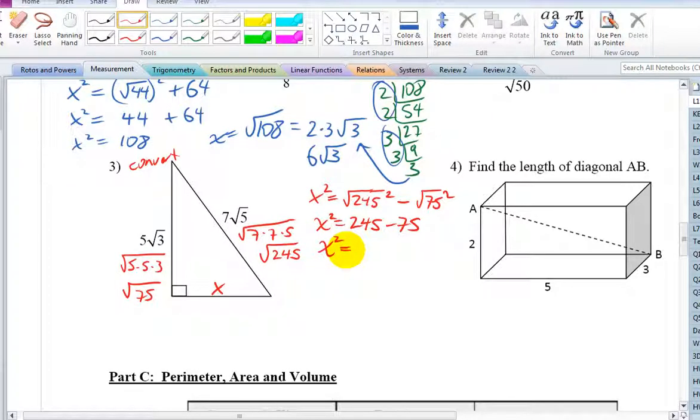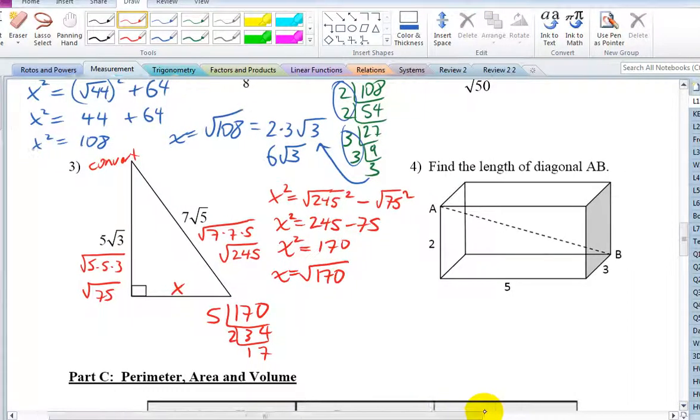What does x squared equal? 170. So x equals square root 170. Can you simplify that at all? No, not at all. Okay. Very quickly you realize here, right? You take 170, divide by 5. What is that? 34. Divide by 2. What is that? 17. Okay, so there's nothing you can take out. So always check, though.